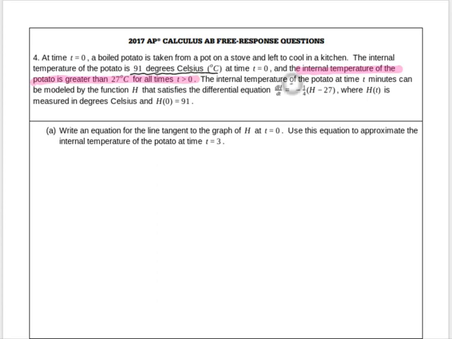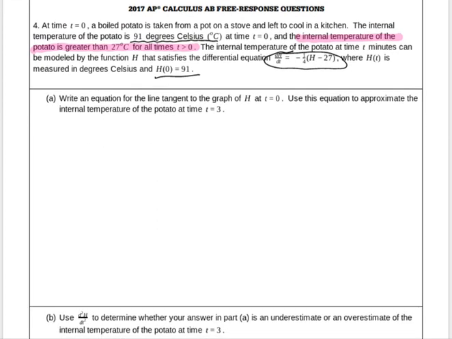We've got this differential equation right here and our initial condition of (0, 91). So in part A, we're asked to write the equation of a line tangent to h at t equals 0 and use that to estimate the internal temperature at time t equals 3. So we know we need a point, which is that initial condition of (0, 91). And then we're going to need our slope, which we know is the derivative at that point. So it's dh/dt evaluated at h equals 91.